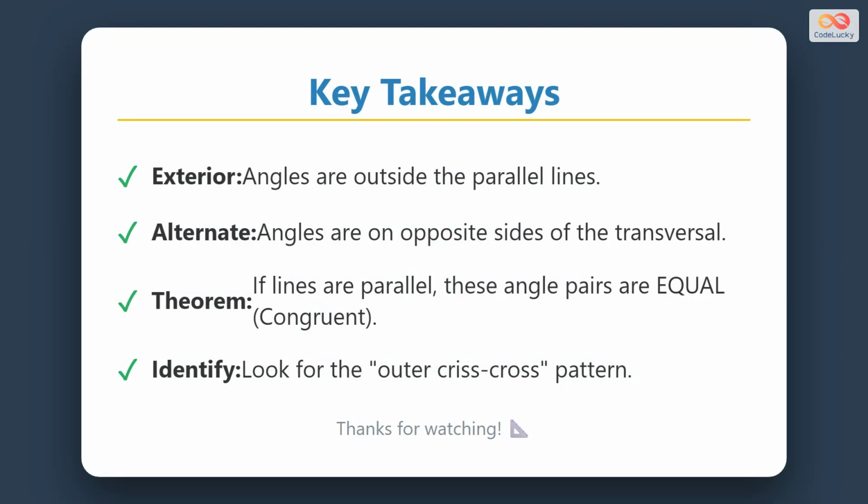To summarize what we learned, exterior means outside the parallel lines. Alternate means on opposite sides of the transversal. And most importantly, if the lines are parallel, these angle pairs are always equal.